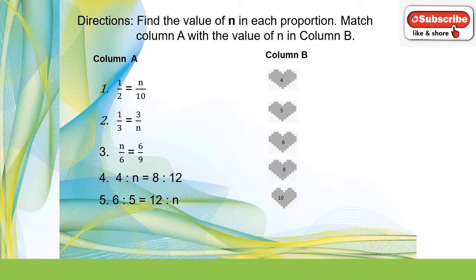Number 3. n over 6 is equal to 6 over 9. Go. Time is up. The correct answer is 4. Number 4. 4 is to n is equal to 8 is to 12. Go. The answer is 6. And number 5, 6 is to 5 is equal to 12 is to n. Go. Time is up. The correct answer is 10.